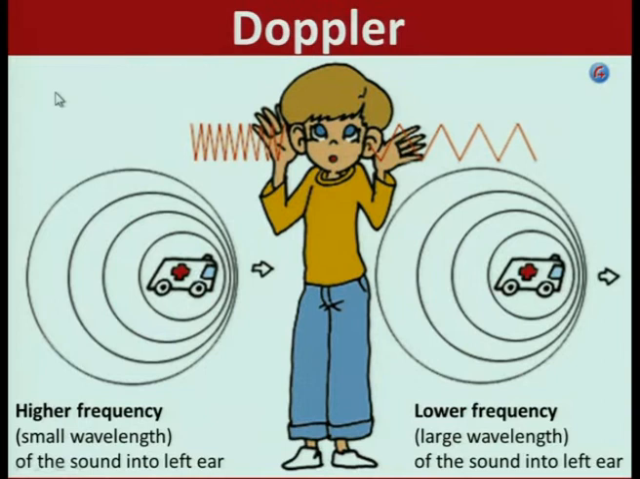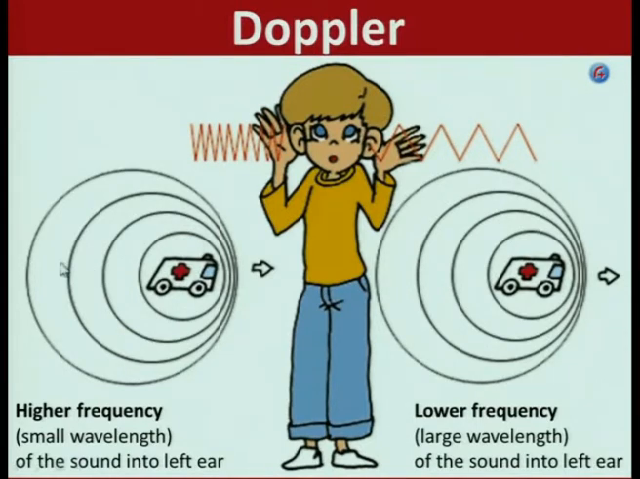Okay, the Doppler effect. When there's an ambulance coming towards you, these circles are representing waves. So when the ambulance is driving towards you, it is sort of pushing the waves together so that the frequency is increased. Can you see that the wavelength is very small here? Therefore, it's a very high frequency. Okay, now when the ambulance is driving away from you, the wavelength gets bigger and the frequency is then lower.